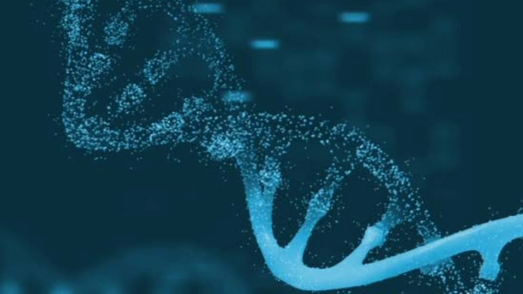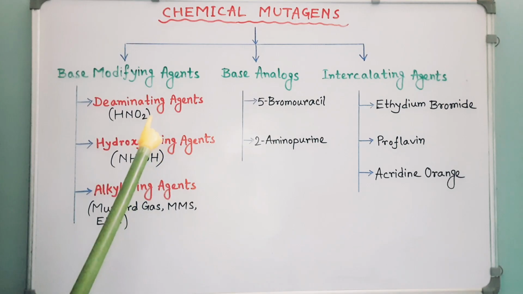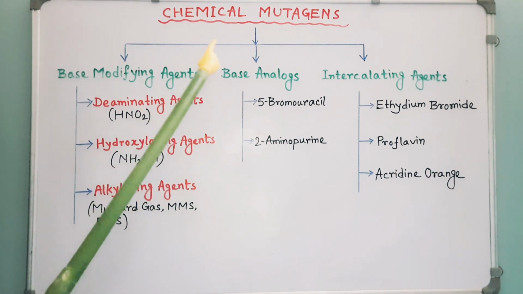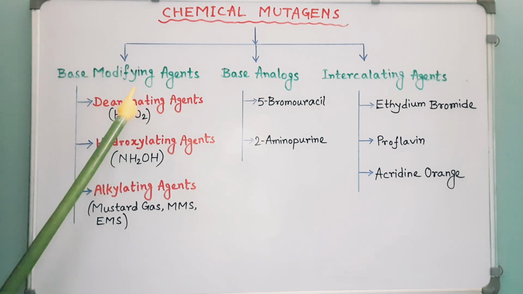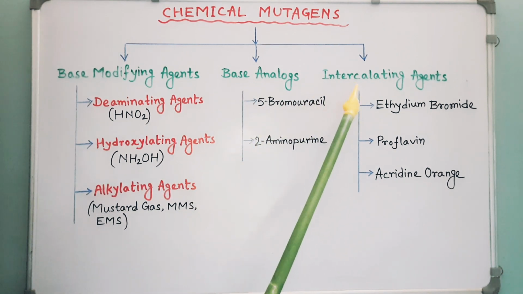Let's see the main mutagens. Basically, important mutagens fall under any one of the following categories: chemicals, radiation, environmental mutagens, and transposable genetic elements. In this video, I will discuss different types of chemical mutagens. Here, I have shown the main chemical mutagens. They are classified mainly into three categories: base modifying agents, base analogues, and intercalating agents.